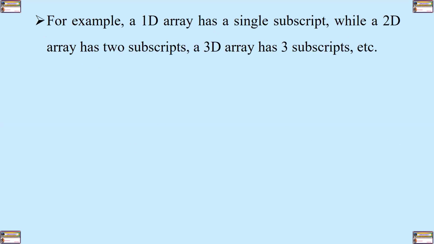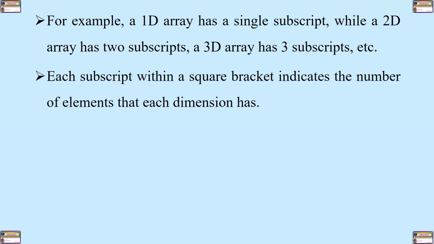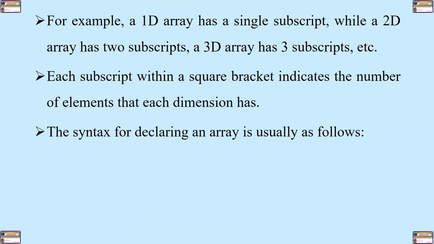For example, a one-dimensional array has a single subscript, while a two-dimensional array has two subscripts. A three-dimensional array has three subscripts. So at declaration, the number of subscripts written there will help you know how many dimensions that array has. Each subscript within a square bracket indicates the number of elements that each dimension has.